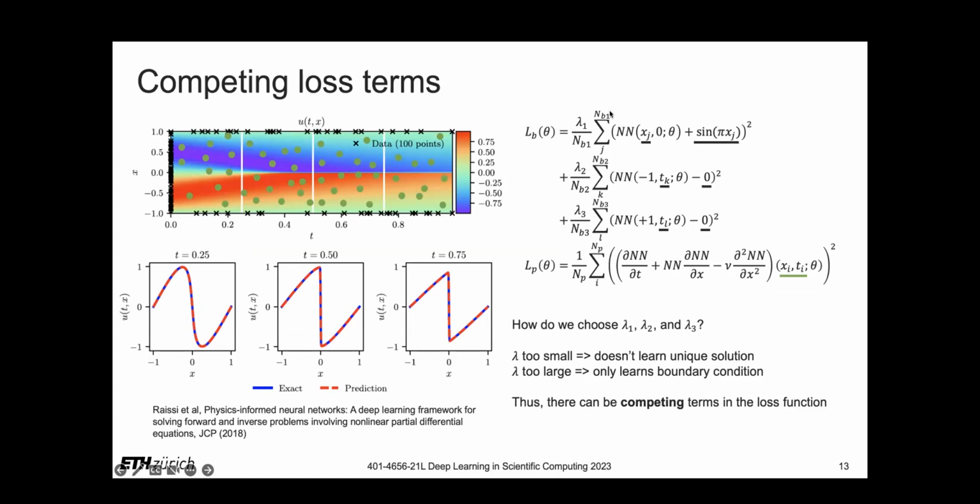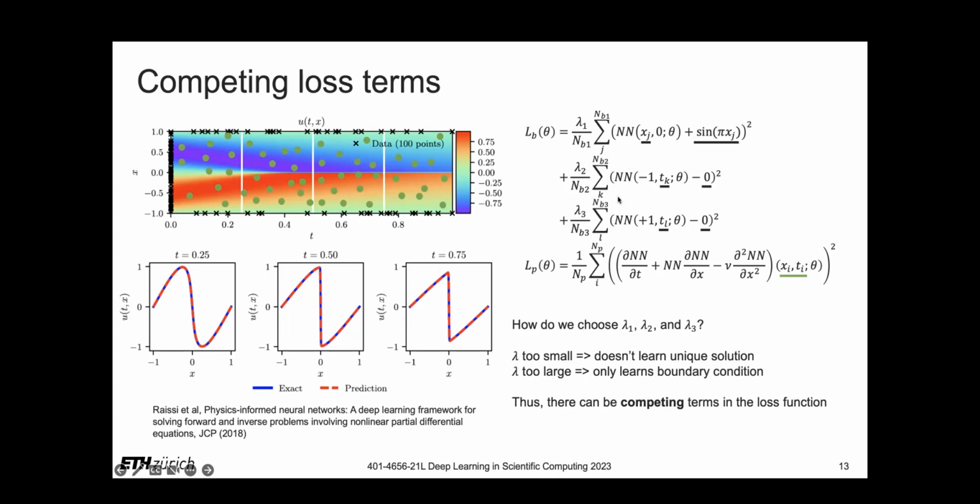But to balance them, we have to have this lambda value here, or multiple lambdas, one for each term in the loss function. And this is just a hyperparameter. It's actually quite difficult to choose in a principled way what lambda should be.